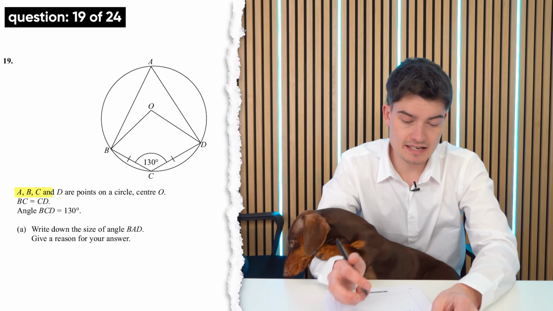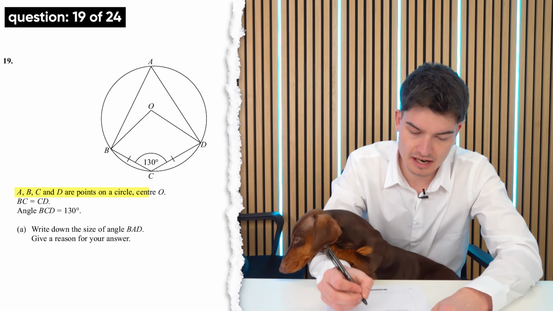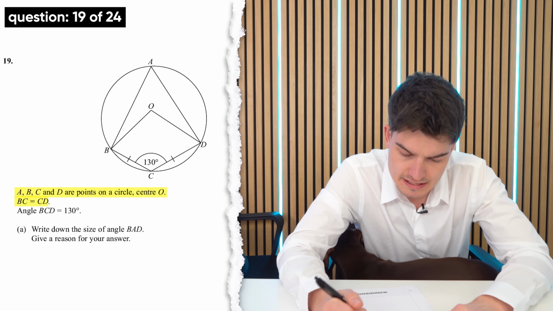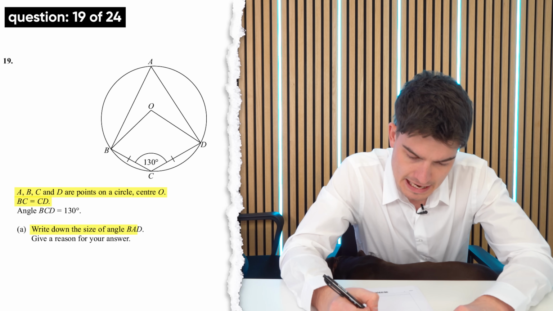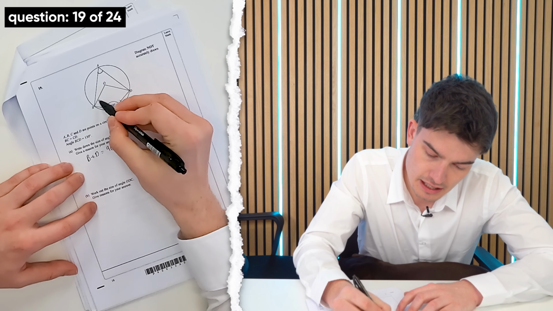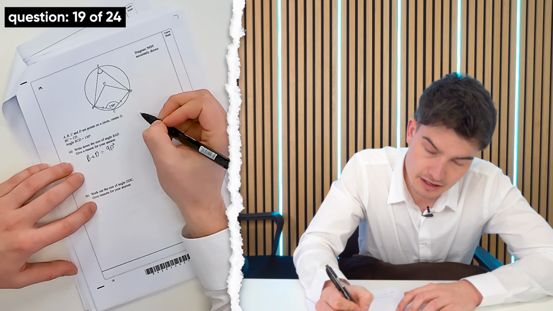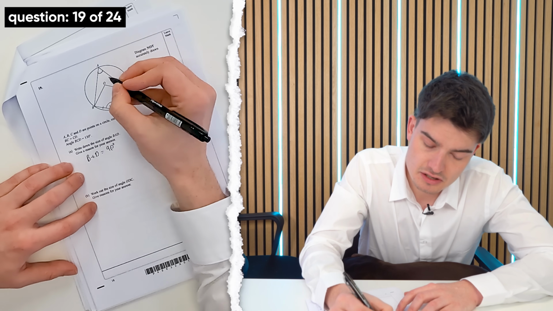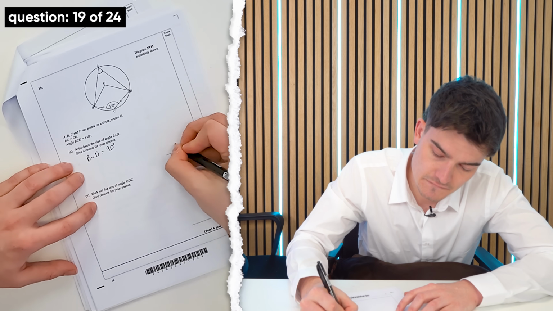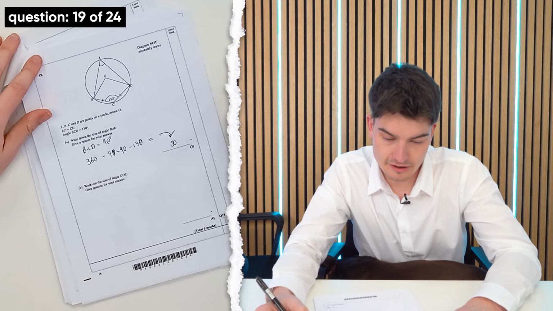A, B, C, and D are all points on a circle, centre O. BC equals CD. Write down the size of the angle BAD. Brother, not a clue. That's 90, 180 add 130 is 310, so that means A has to be 50. Work out the size of the angle ODC. How am I supposed to know that? No clue. Keep your 4 marks.